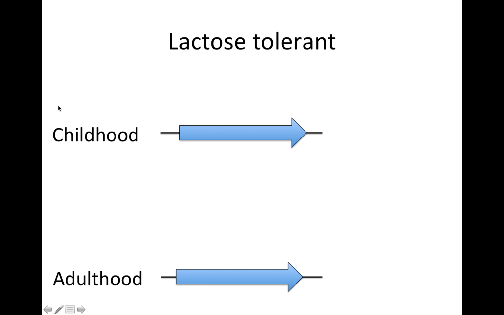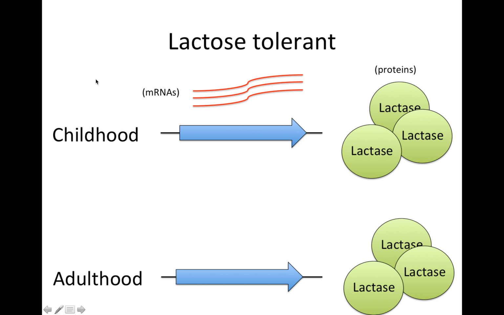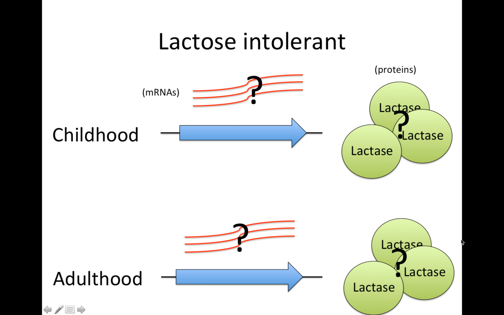In childhood, we get production of the lactase protein because we get digestion of lactose. And in lactose tolerant individuals, that means we're also getting lactase in adulthood. So that means that our lactase gene is expressing mRNA and then making protein. In both childhood and adulthood, we get DNA to RNA to protein, DNA to RNA to protein.